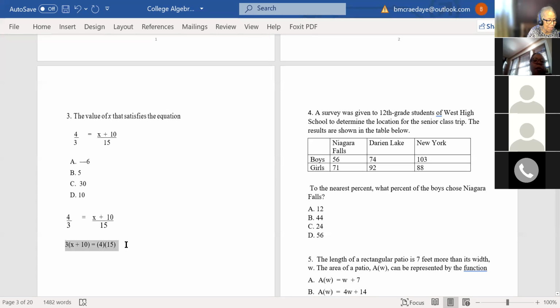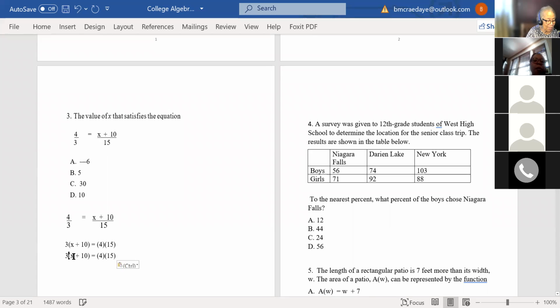3X plus 30. That's right. So let's put 3X plus 30. And what's 4 times 15? 60. Someone should be telling me the answer now. 10. Yes, the answer is 10, because you get this, subtract 30 from both sides, right?